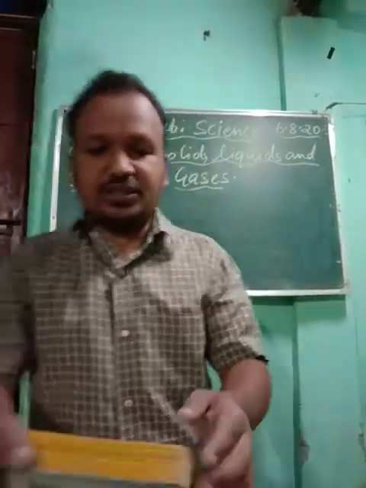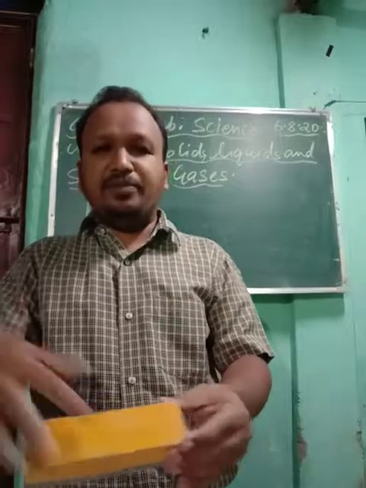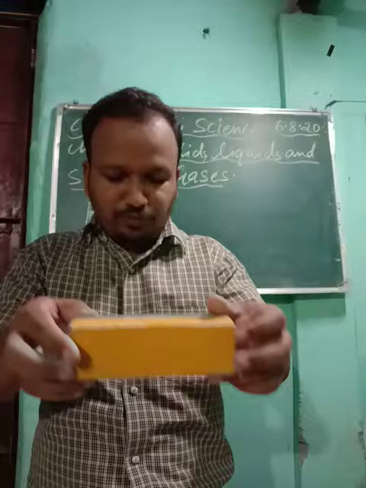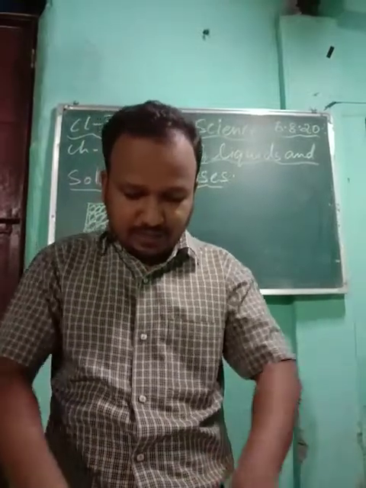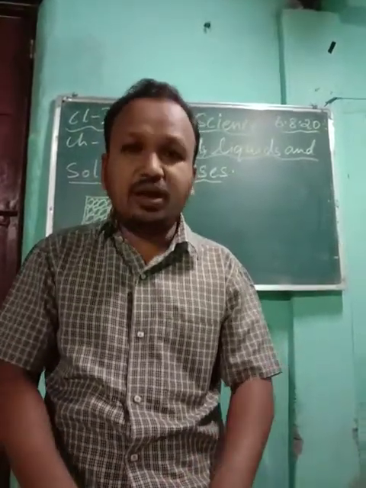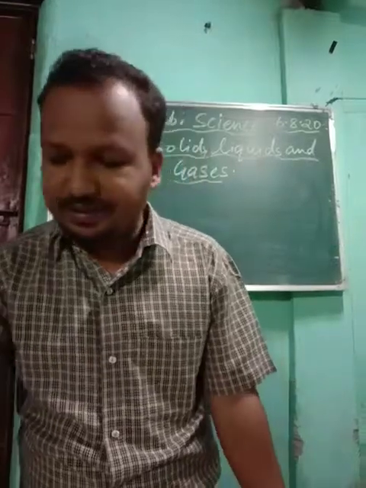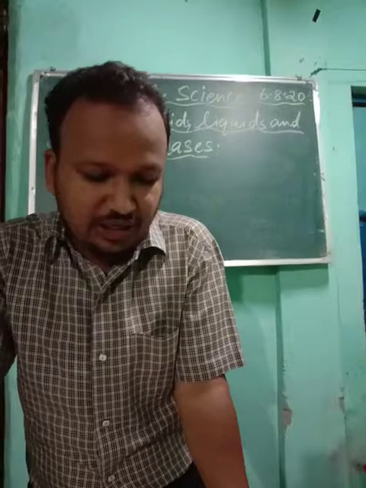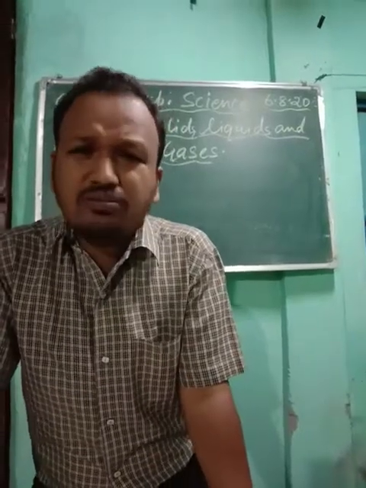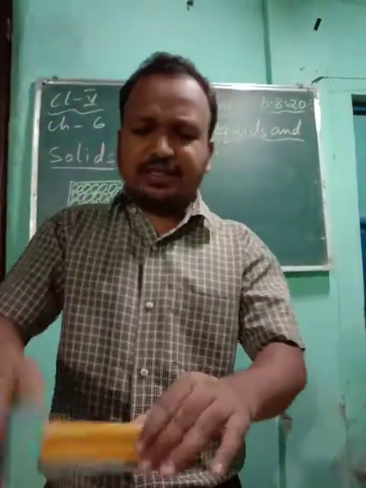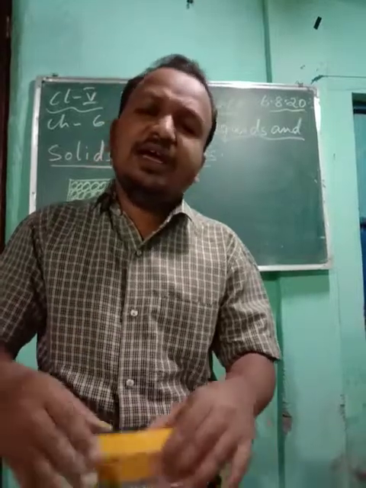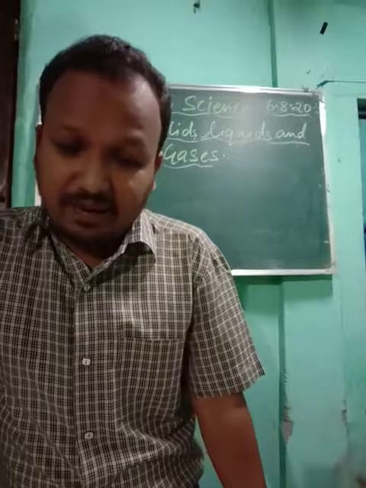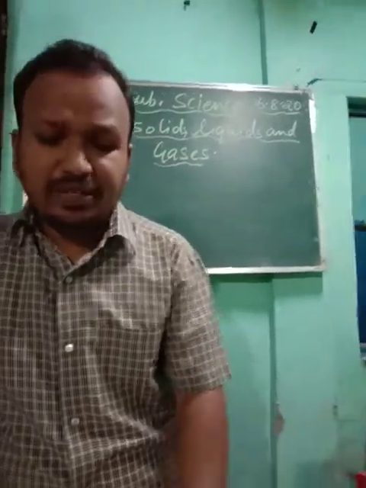Now you see this duster. Can I make it big and small? No, not possible, because it has a definite shape, and when we put it on the table it will take a definite volume, meaning it will occupy a particular space. The shape of a solid can be changed by applying force. If we cut it into small pieces, then only its shape can be changed, otherwise its shape cannot change by itself. Okay, so we will see examples.